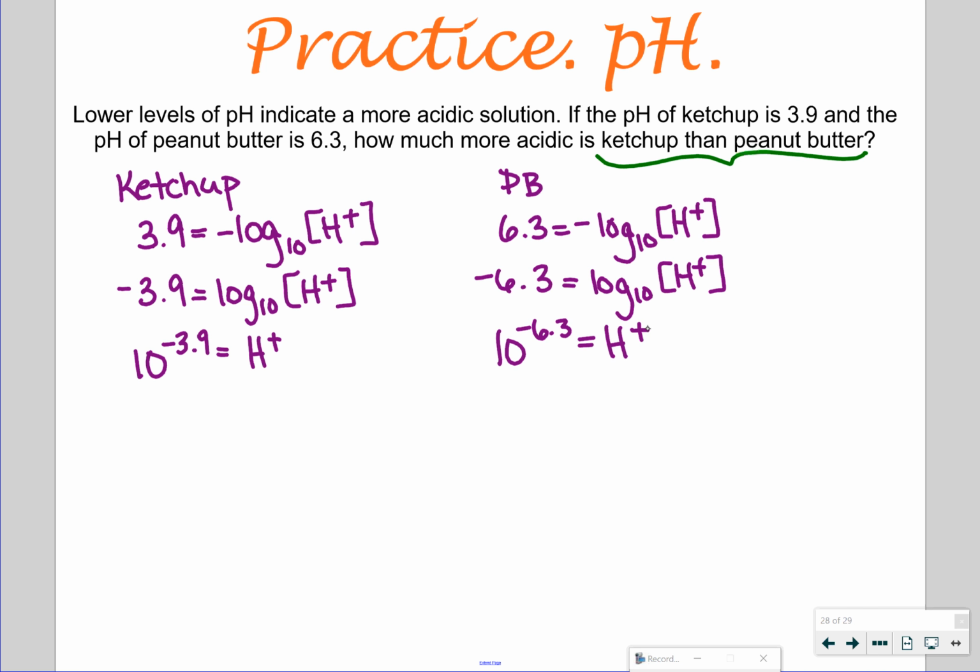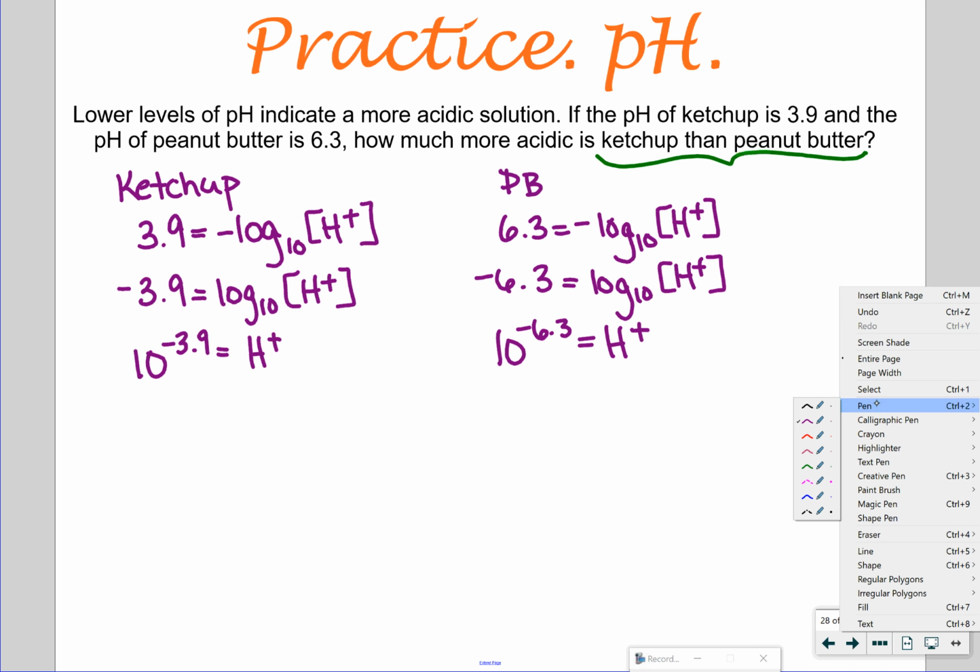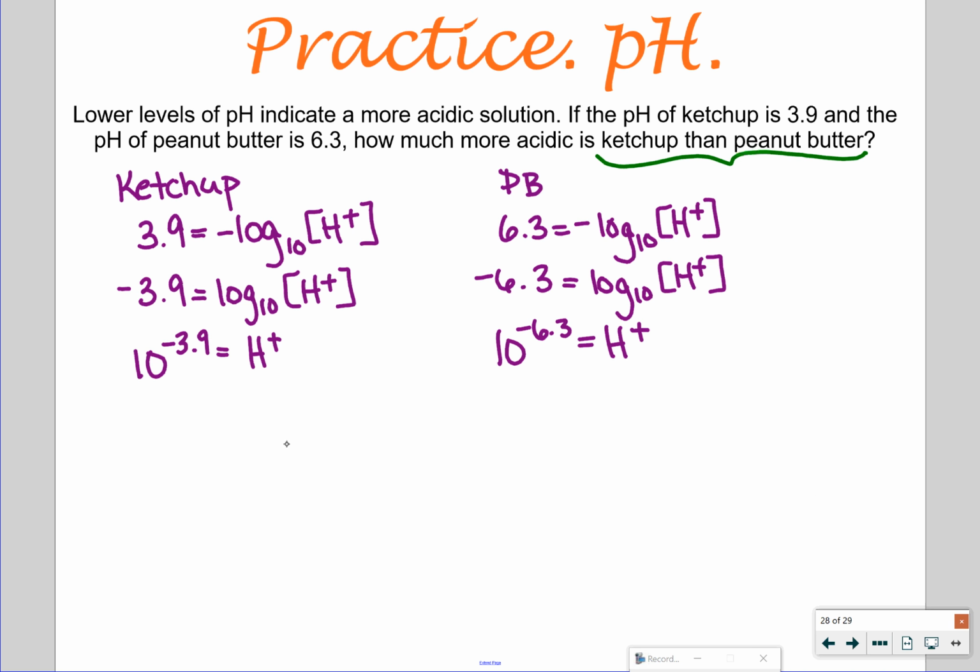Okay, finally we're trying to figure out how much more acidic ketchup is than peanut butter. So you're doing ketchup divided by peanut butter. Ketchup's concentration is 10 to the negative 3.9 power. Peanut butter's is 10 to the negative 6.3 power.